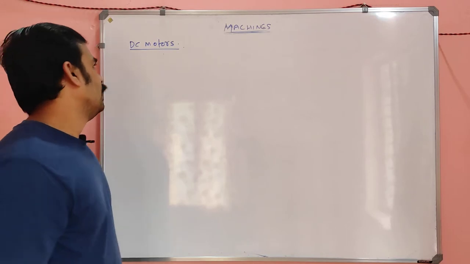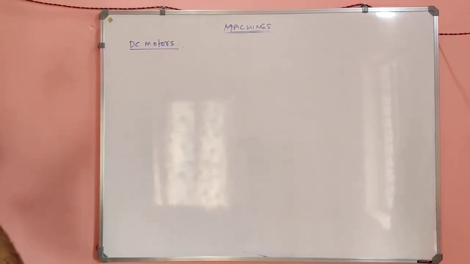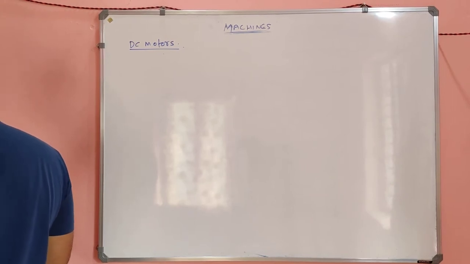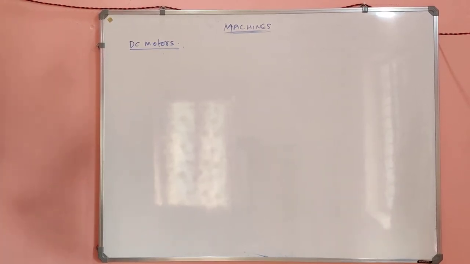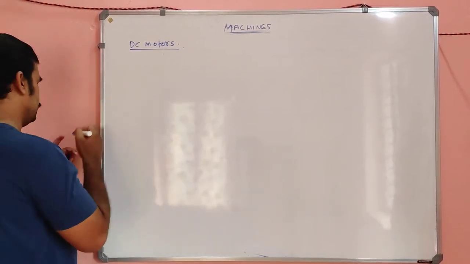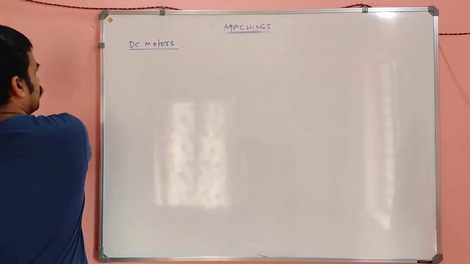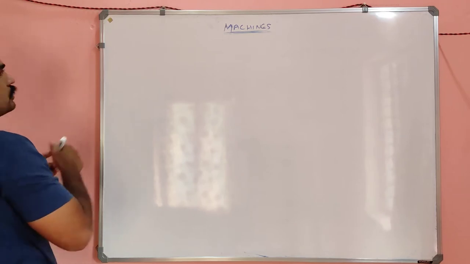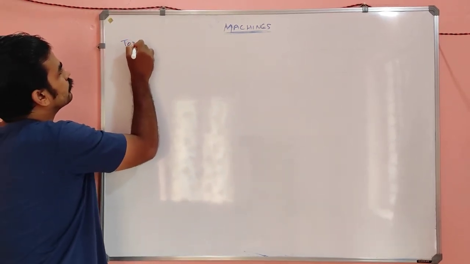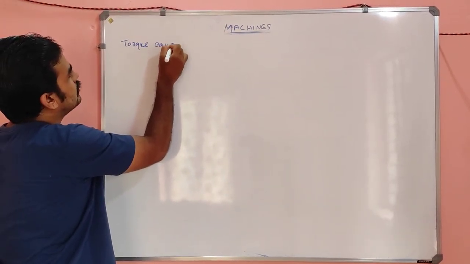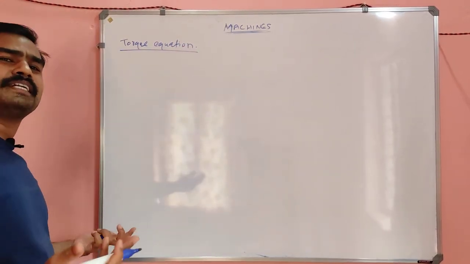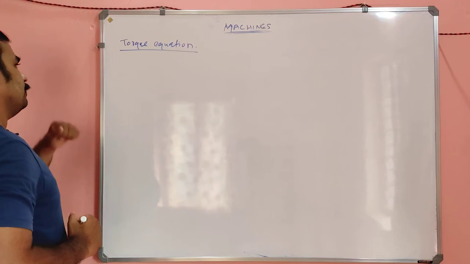Next, torque equation. Very good. A very important word is torque equation. DC motor torque equation. In a generator we have the EMF equation; in a motor it is the torque equation.